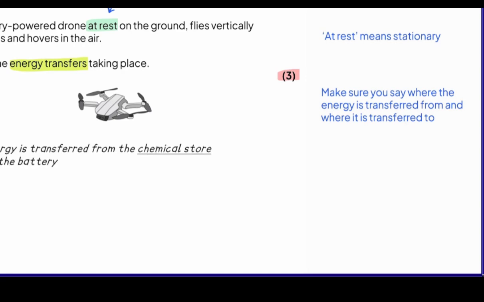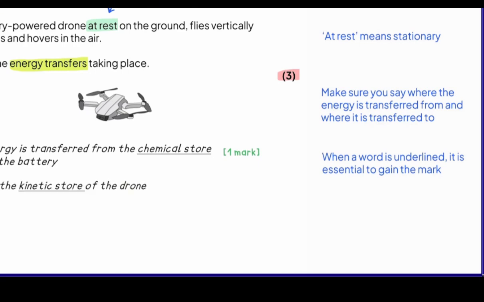Energy is transferred from the chemical store of the battery in the drone. That's the first mark. The words that are underlined in a mark scheme mean that you have to say that bit in exactly that way to get the mark. So, where is that energy being transferred to? Well, the drone starts moving, so that's the kinetic store, and that's the second mark.